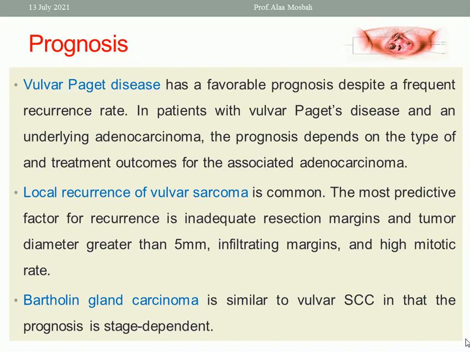for the associated adenocarcinoma. Local recurrence of vulvar sarcoma is common. The most predictive factor for recurrence is inadequate resection margin and tumor diameter greater than 5 mm. Infiltrating margin is another factor, and a high mitotic rate also. Bartholin gland carcinoma is similar to vulvar squamous cell carcinoma in that prognosis is stage dependent.